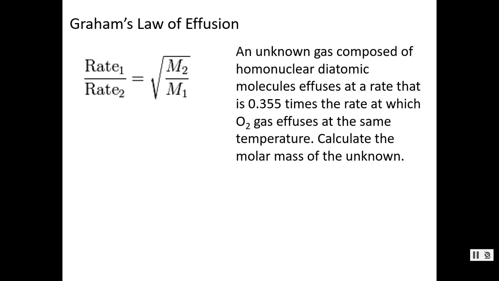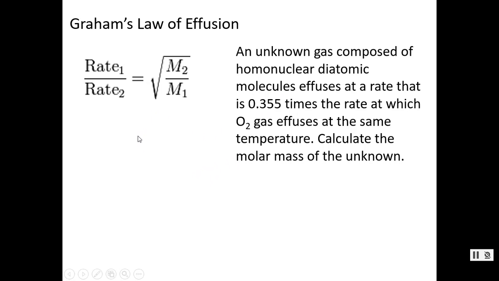We have an unknown gas composed of homonuclear diatomic molecules. So that's just fancy words for saying, okay, we know this is a diatomic molecule. And it effuses at a rate that is this many times greater than the rate at which oxygen gas effuses at the same temperature. Calculate the molar mass of the unknown.